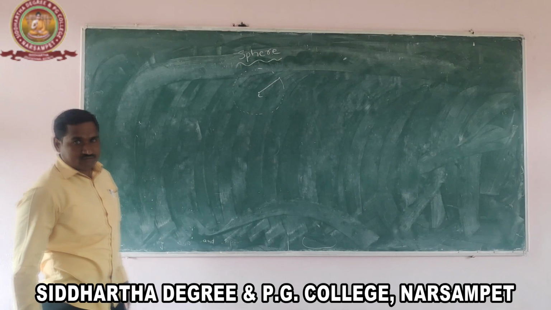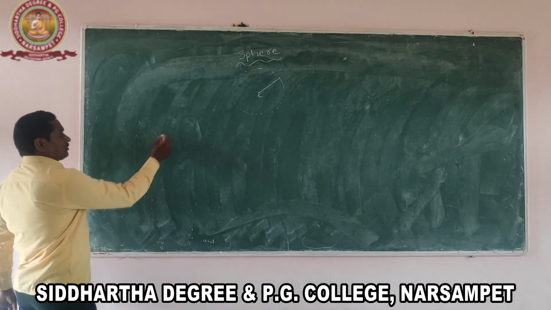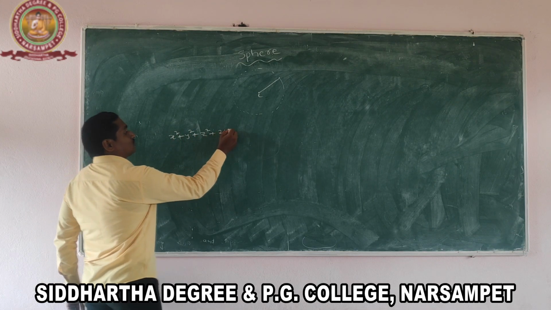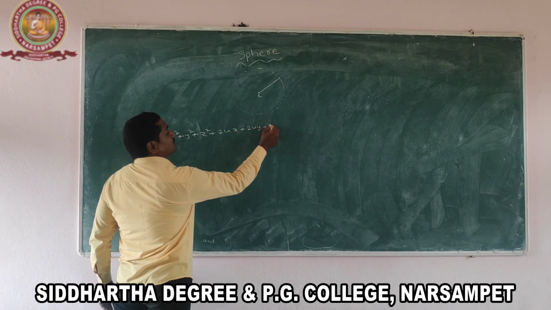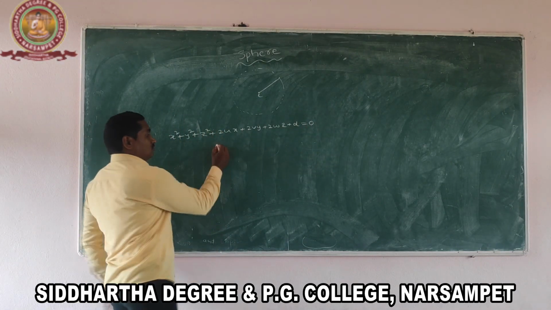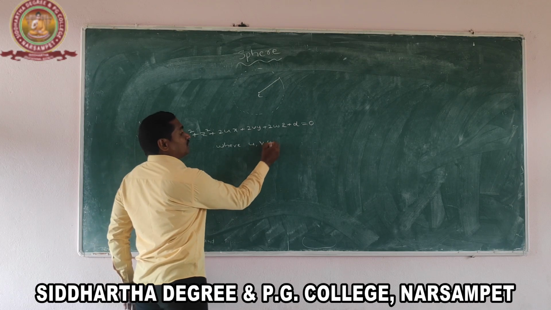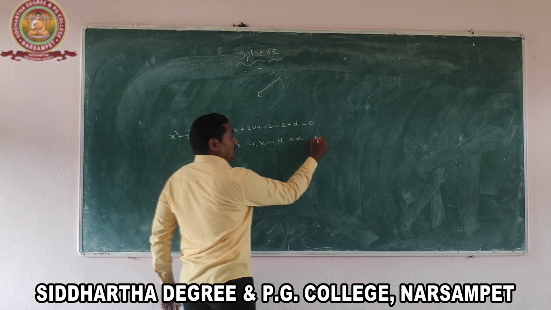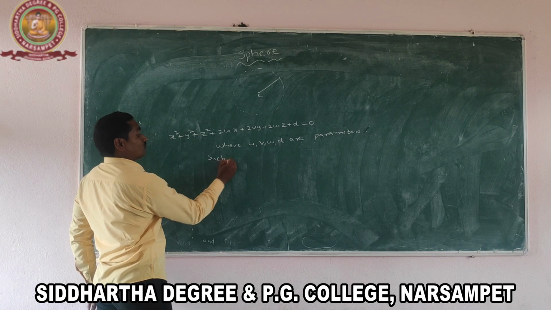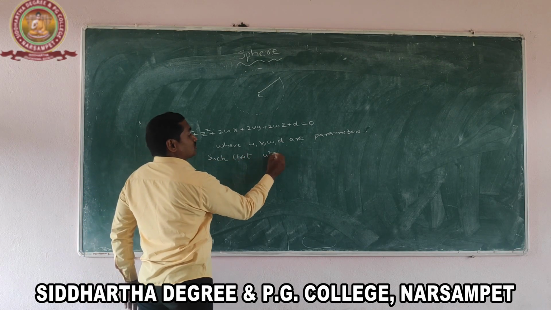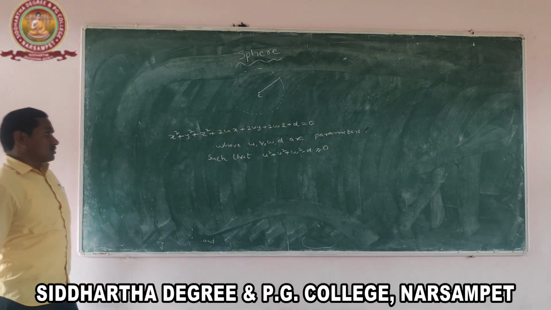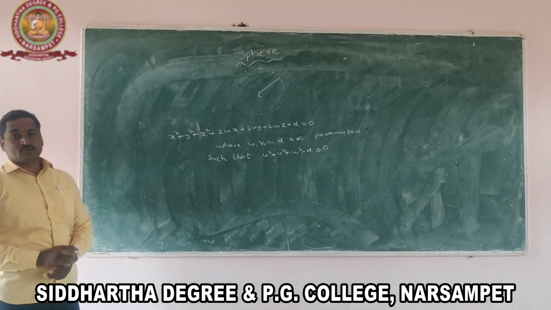Now the general equation of the sphere is of the form x square plus y square plus z square plus 2ux plus 2vy plus 2wz plus d equal to 0, where u, v, w, d are parameters such that u square plus v square plus w square minus d is greater than or equal to 0. So this is called the general equation of a sphere.